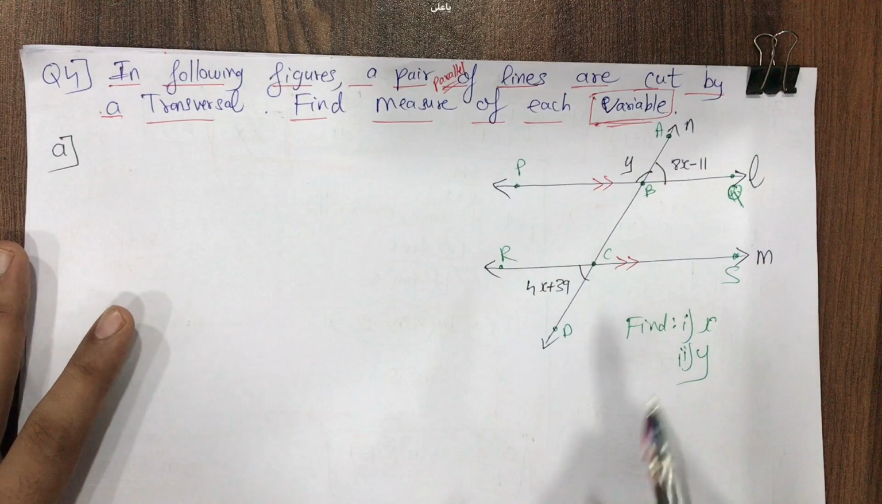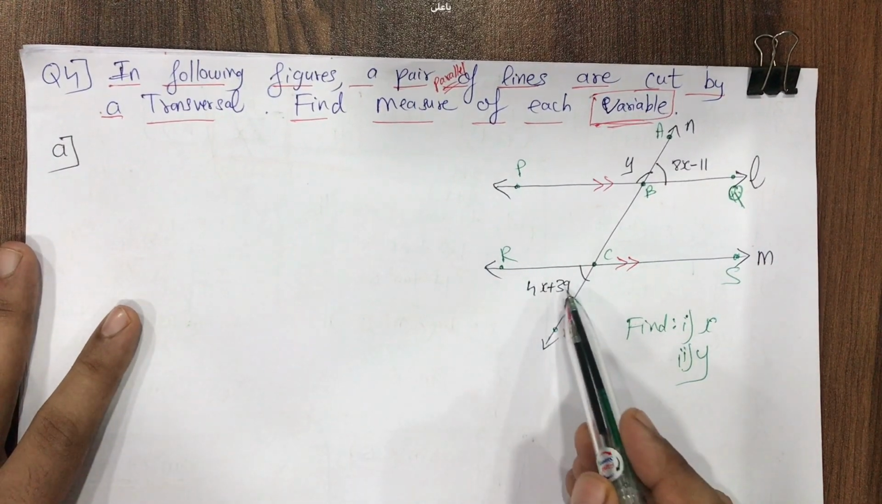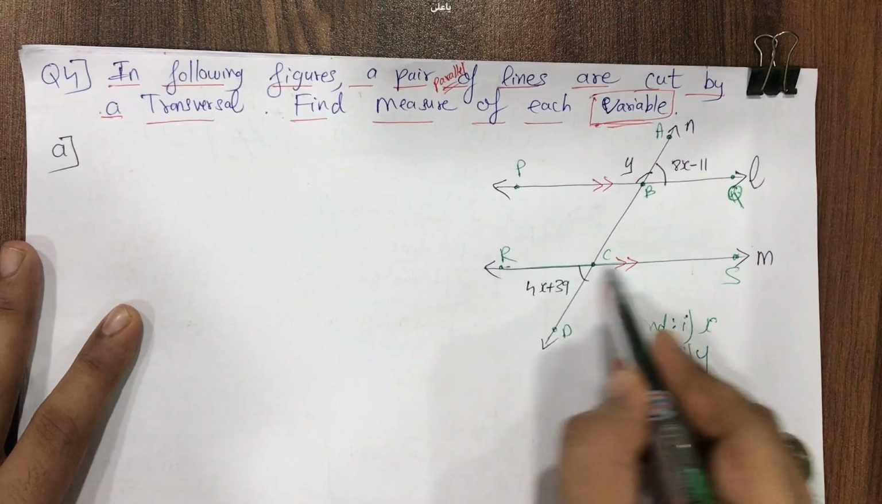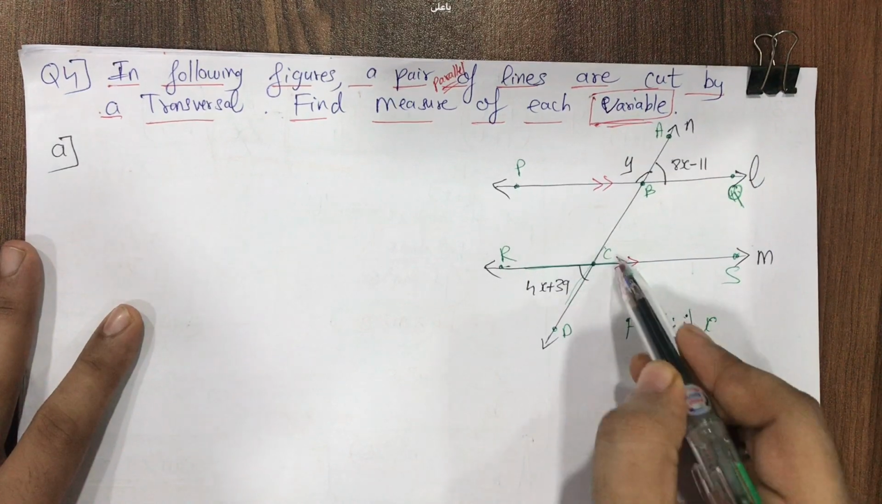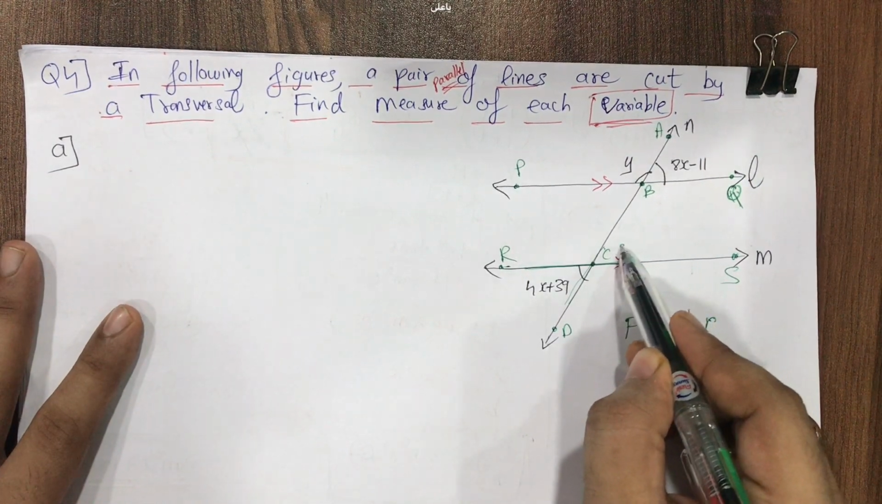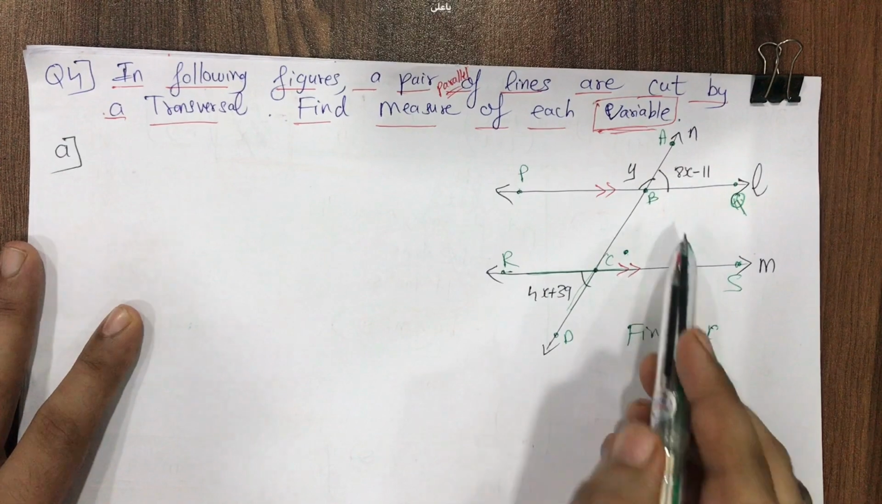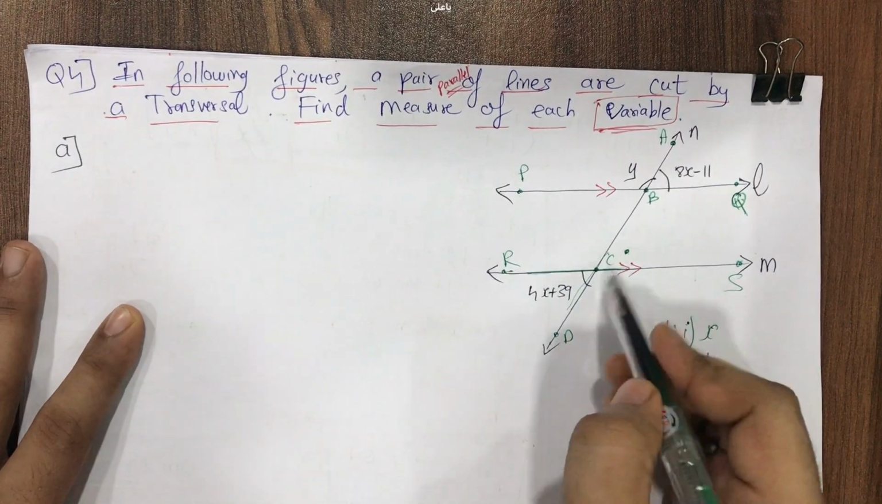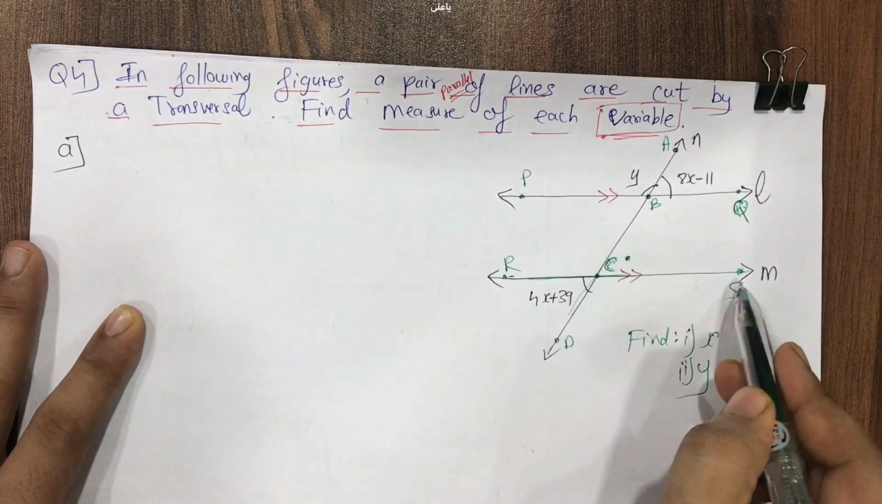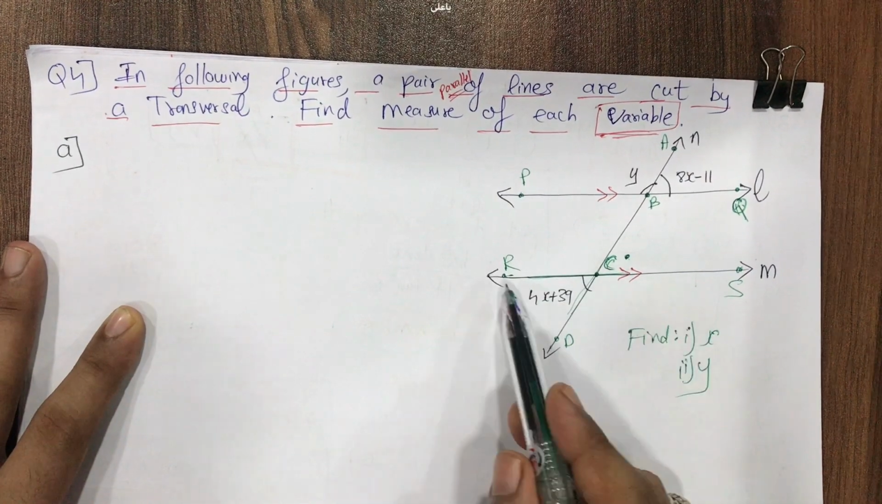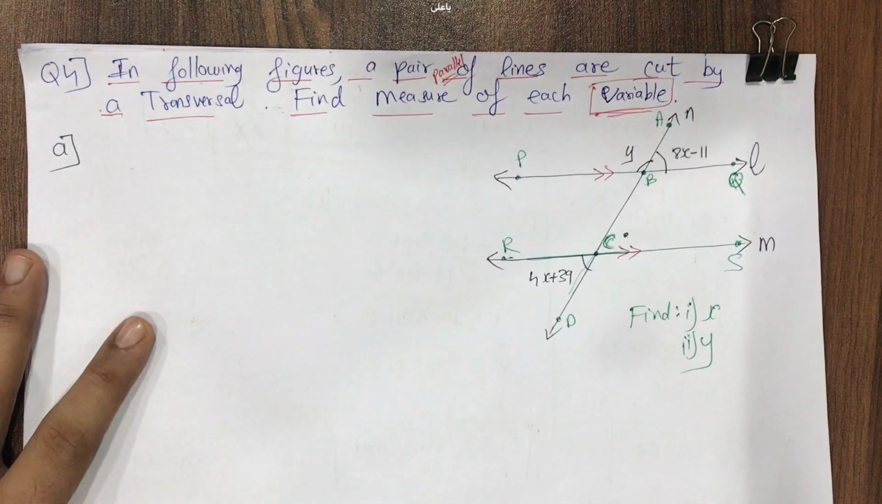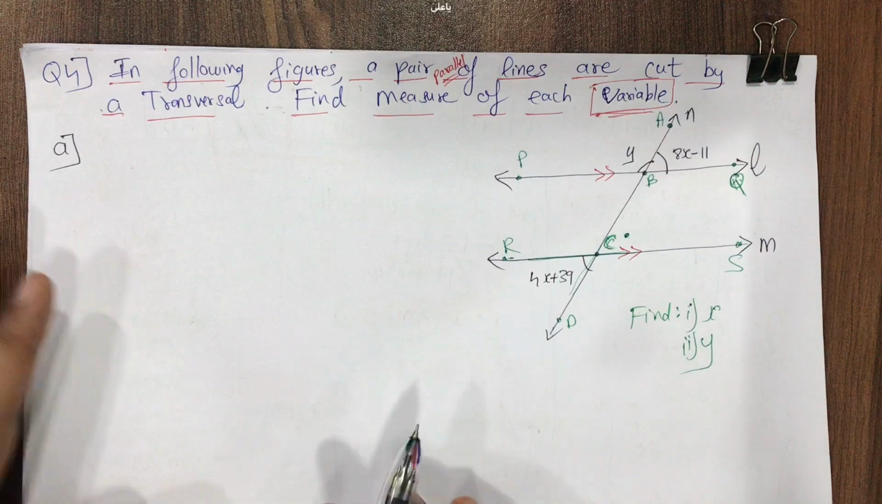Now students, pay attention. Please concentrate on this angle, the dot which I have made with the green color pen. It's angle BCS. This is the vertically opposite angle to angle RCD. And we have studied that vertically opposite angles are equal.